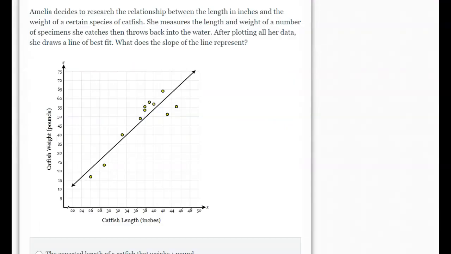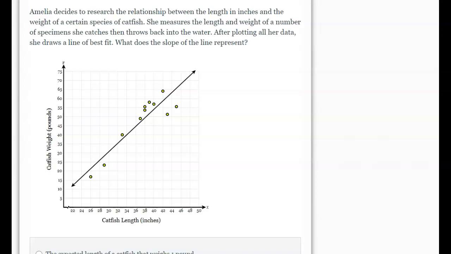Amelia decides to research the relationship between the length in inches and the weight of a certain species of catfish. She measures the length and the weight of a number of specimens she catches, then throws them back into the water. After plotting all her data, she draws a line of best fit. Okay, what does the slope of the line represent? So look at our graph.